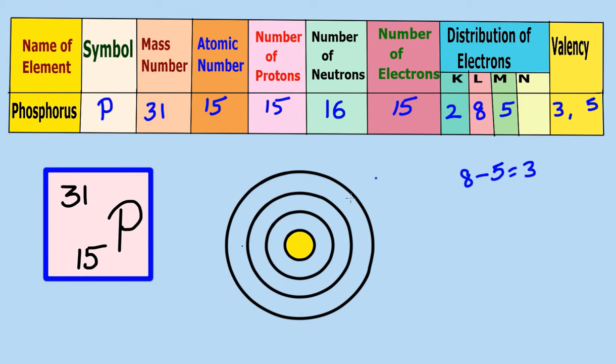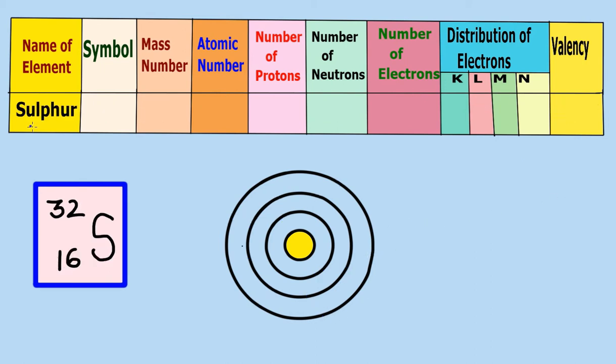And how will these electrons be shown here? We will show 2 electrons here in the K shell, 8 electrons in L shell. 1, 2, 3, 4, 5, 6, 7, 8. So 8 electrons in the L shell and 5 in M shell. 1, 2, 3, 4 and 5. So it has 5 electrons in its outermost shell.